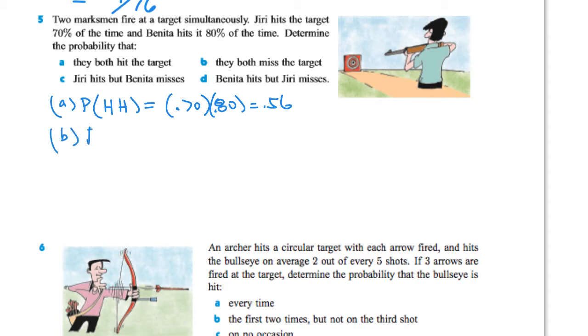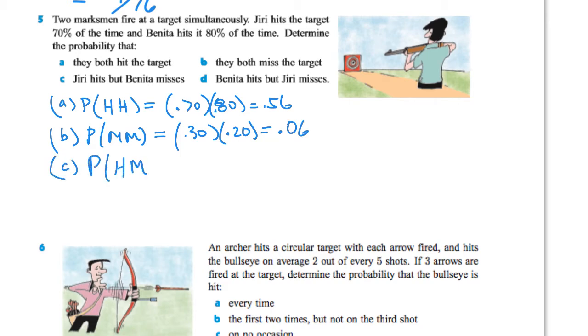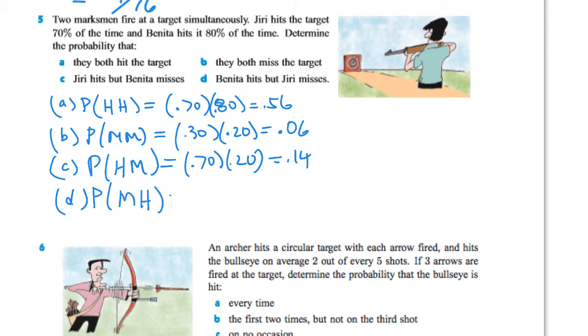Part B, they both miss the target. Missing is the complement of hitting, so we'll multiply 0.3 times 0.2 and get 0.06. Hit, then miss, well, that's 0.70 times 0.20, so that's 0.14. Benita hits, but Jiri misses. I've been doing Jiri first, so Jiri misses, Benita hits, so that's 0.30 times 0.80, which is 0.24.